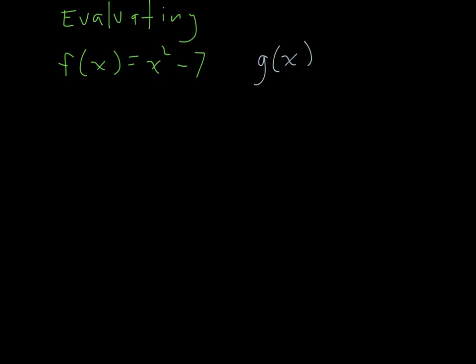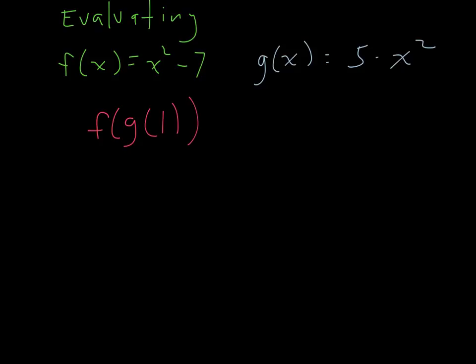And lastly, let's look at evaluating these with actual numbers. Evaluating when we compose functions. So let's use new values here. Let's say f of x is x squared minus 7, and g of x is 5 minus x squared. And I am going to ask us to find f of g of 1.